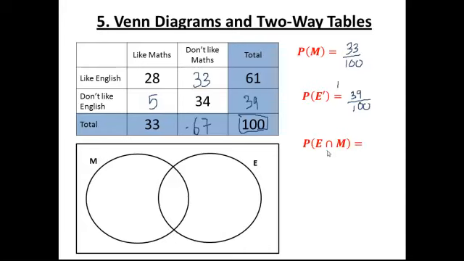Okay, what does this mean here? Remember this upside down thing means and. So this is the probability someone likes English and likes maths. So where can I read that on the table? That is right here, this number 28. So 28 people like English and they like maths. So 28 out of 100. And that one I can simplify to give me 7 out of 25. So it's good to simplify your fractions if you can.